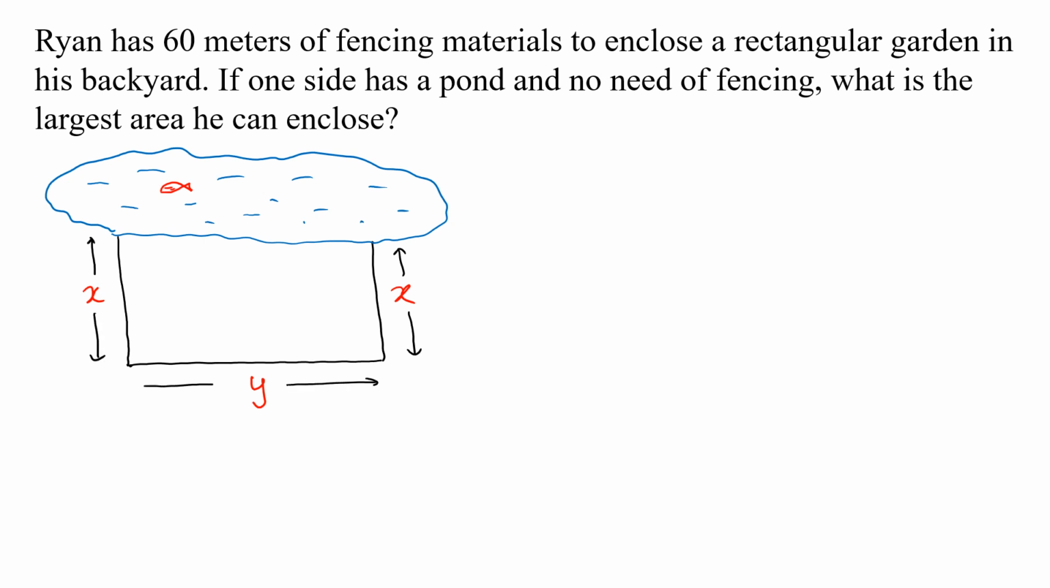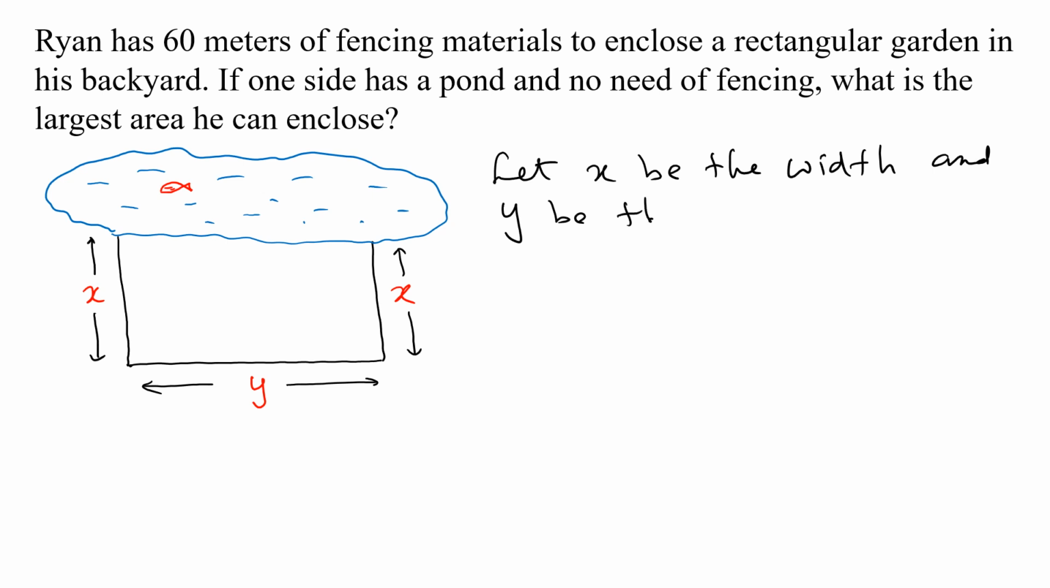Now let's bring the constraint into the problem. What we know first is that Ryan has 60 meters of total fencing. So that means you can see the total length. We can start with the variables. This is how you start the problem. Let x be the width and y be the length of the garden.